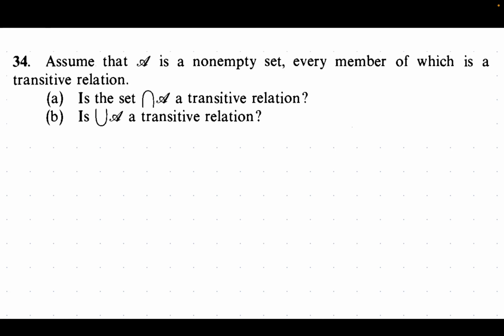Chapter 3, Exercise 34. Assume that script A is a nonempty set, every member of which is a transitive relation. Part A asks, is the intersection of script A a transitive relation? Part B asks, is the union of script A a transitive relation? Let's see, and justify our answers.